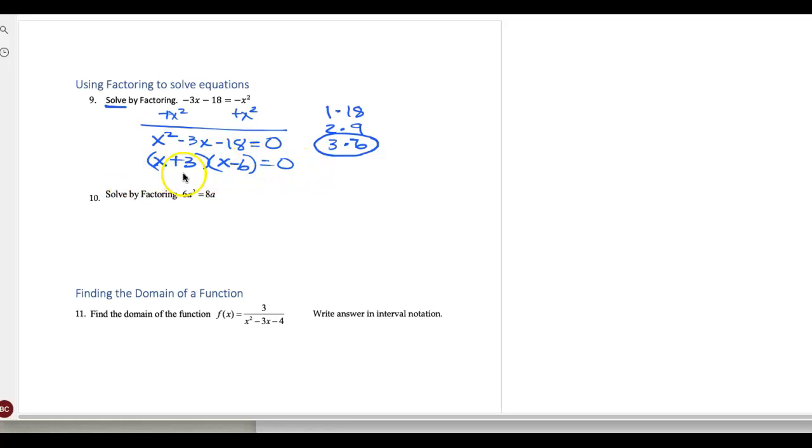All right, so now in order to solve it from here, I set both of these parts equal to 0 to solve. So I have x plus 3 equals 0 and x minus 6 equals 0. And then I just need to get that x by itself, so I'll subtract the 3 over there, so I get x equals negative 3. And here, when I add the 6 over, I get x equals 6. All right, so my answers are going to be negative 3 and 6.